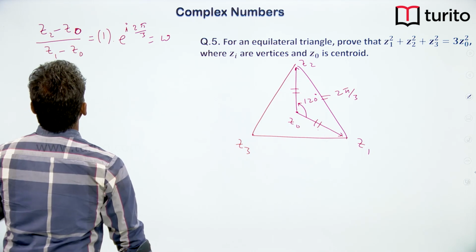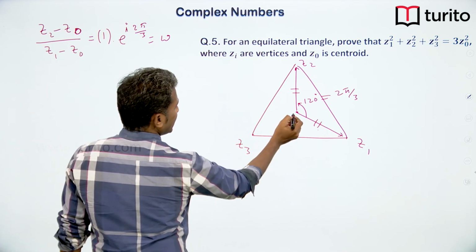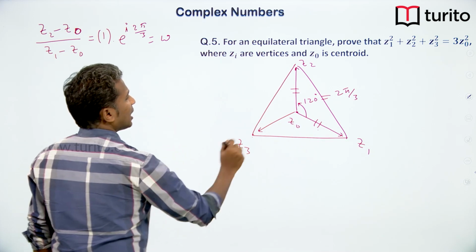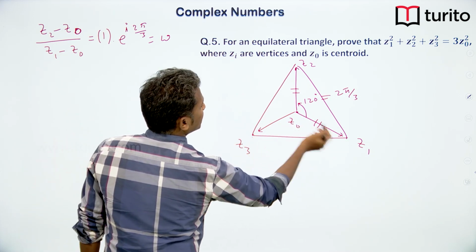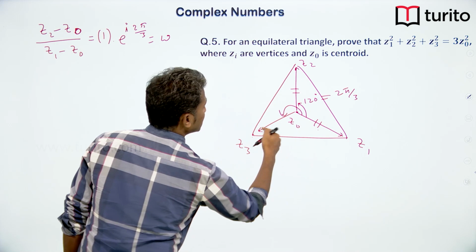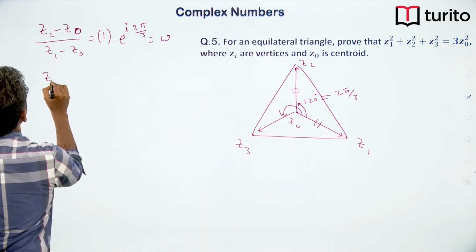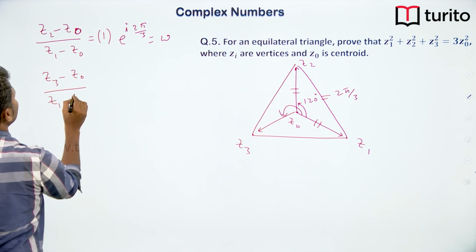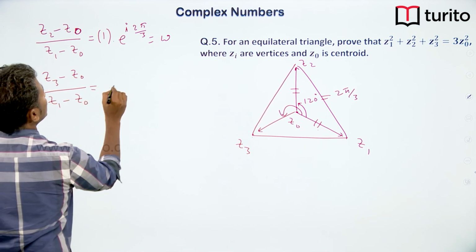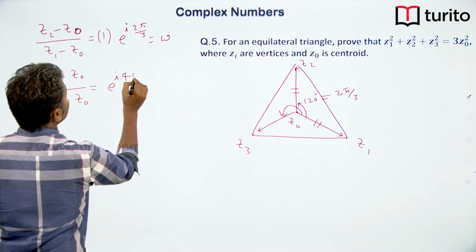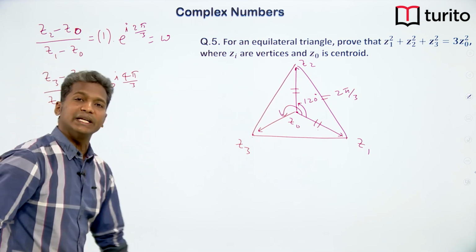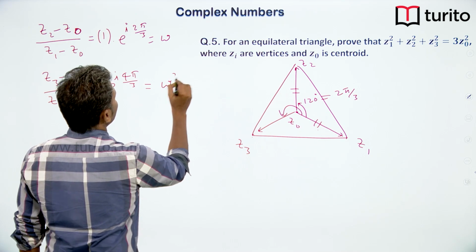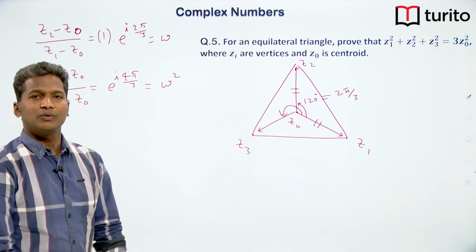Also, if I take this vector, Z3 minus Z0, and try to rotate Z1 minus Z0 to get this third vector, we get a relation like (Z3 minus Z0) by (Z1 minus Z0) is equal to e power i 4 pi by 3. Here the angle is 240 degrees, which implies that it is omega square. I hope this is clear.